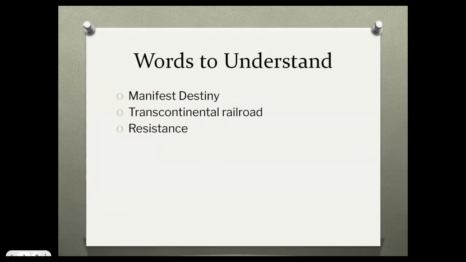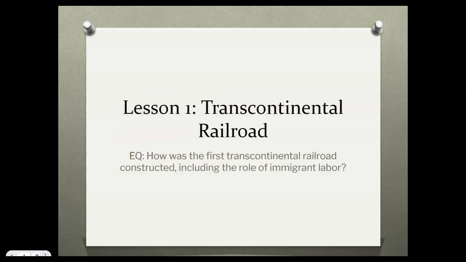Some of the words that we need to understand for this lesson are the terms manifest destiny, the Transcontinental Railroad, and resistance. In Lesson 1, we will discuss the Transcontinental Railroad. Our essential question asks, how was the first Transcontinental Railroad constructed, including the role of immigrant labor?